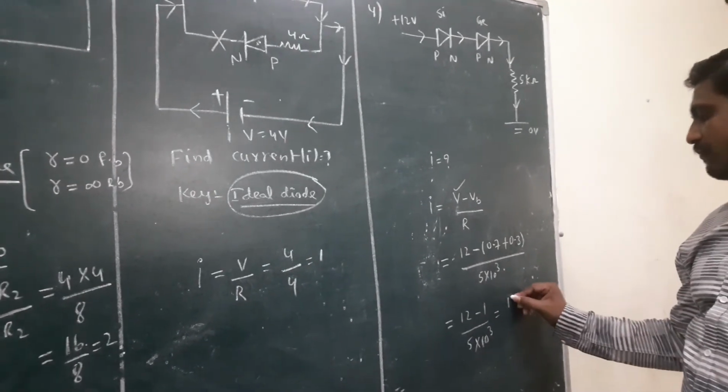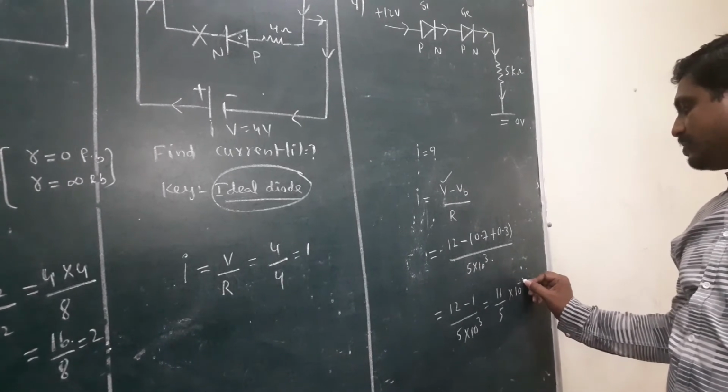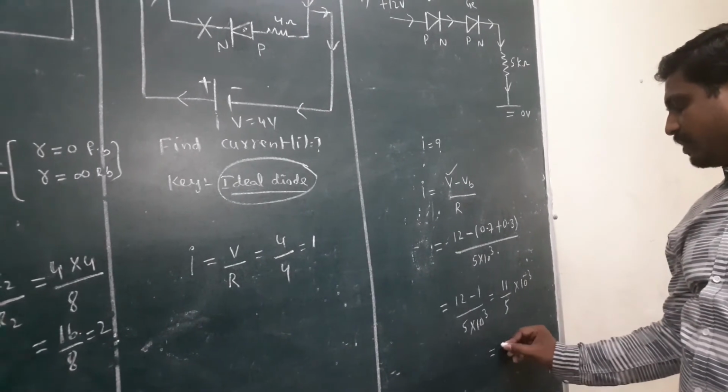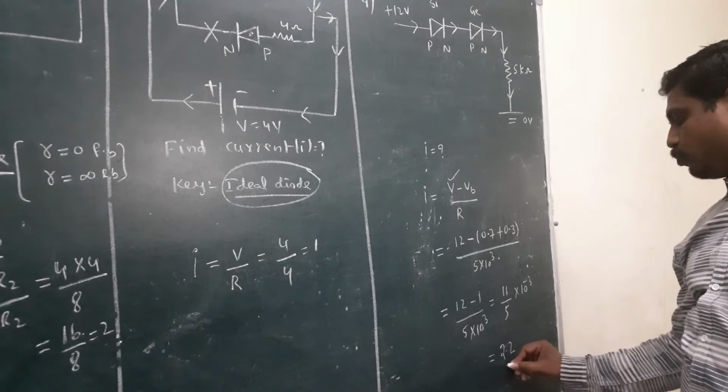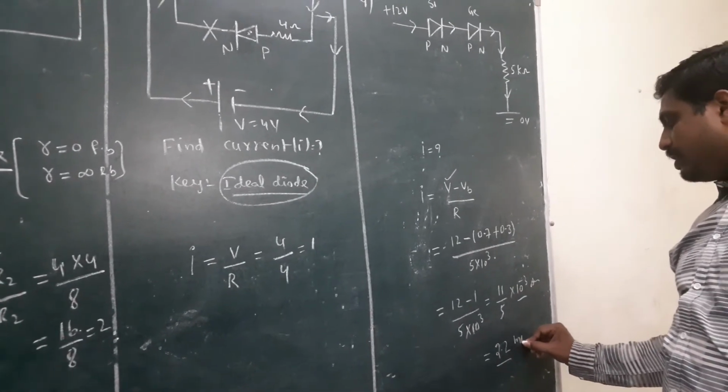12 minus 1 is 11. 11 by 5 into 10 power minus 3 amperes. 11 by 5 neatly written as 2.2. 10 power minus 3 ampere is written as milliampere.